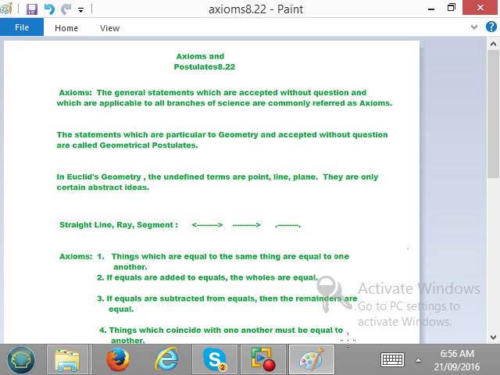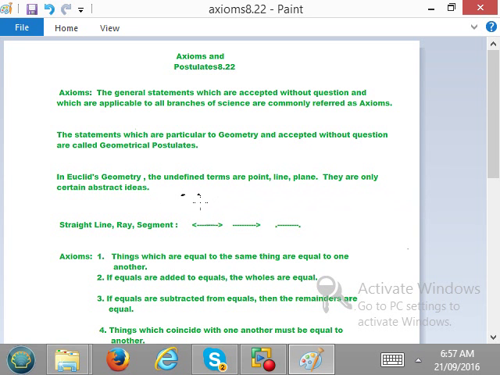Euclid is the first person to define many terms. He codified them. In Euclid's geometry, there are certain undefined terms: point, line, plane. They are only abstract. What do you mean by a point? We know a point is simply a point. It has no area. It should be as small as possible.